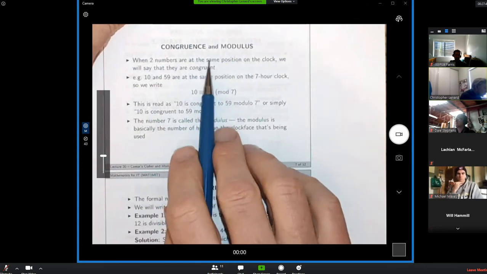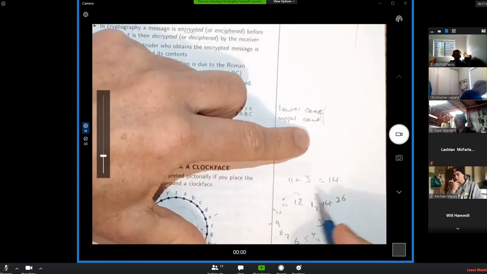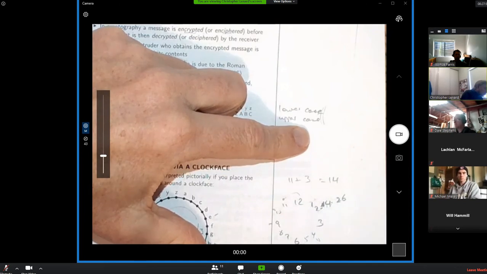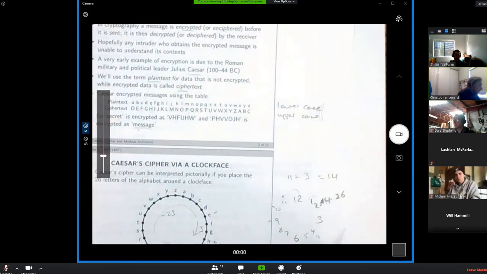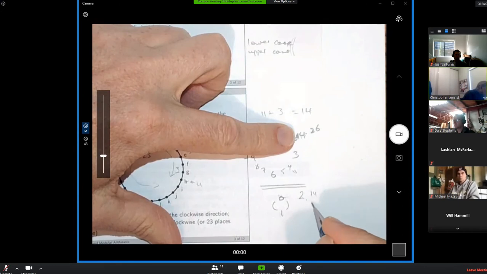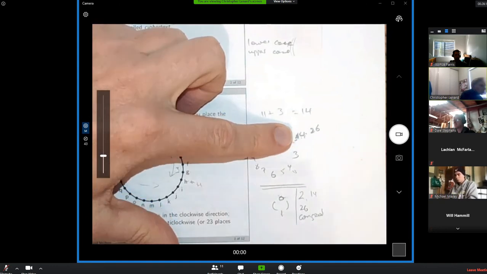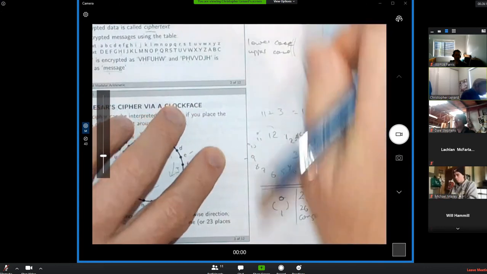this is saying here. When 2 numbers are at the same position, we say that they're congruent. So here on this 12-hour clock face, 2 o'clock, 14 o'clock, 26 o'clock are all congruent. That's supposed to be, shouldn't write the margins.